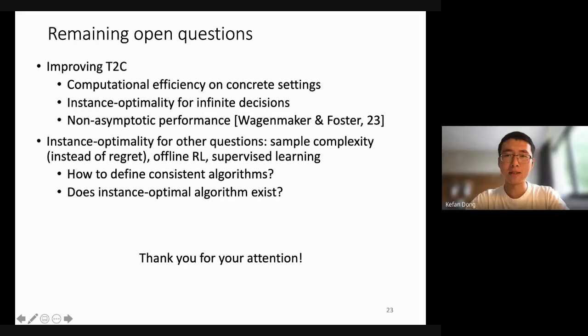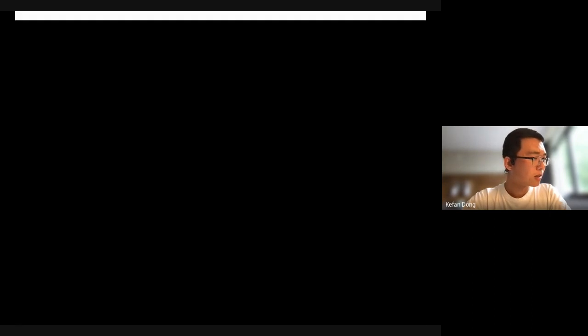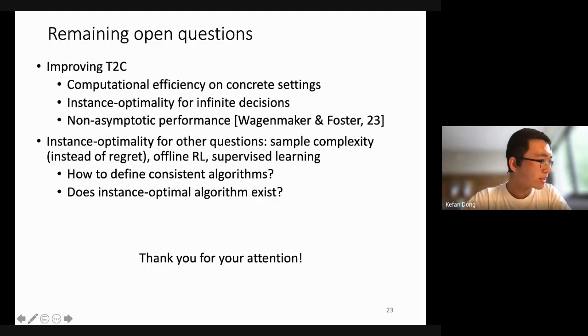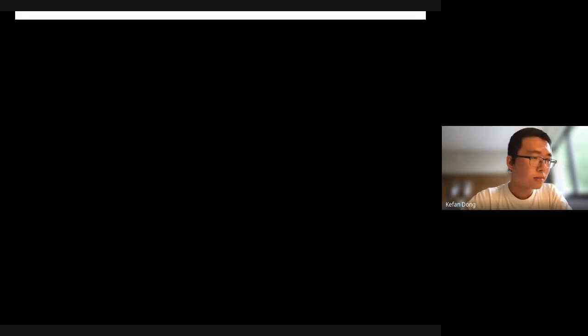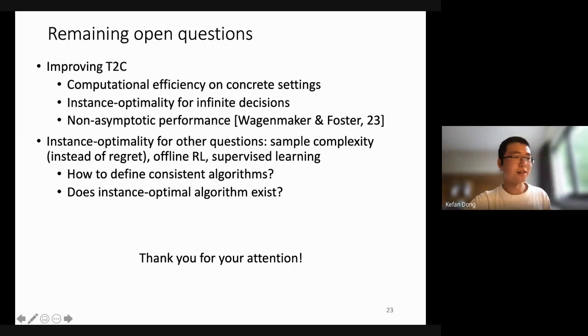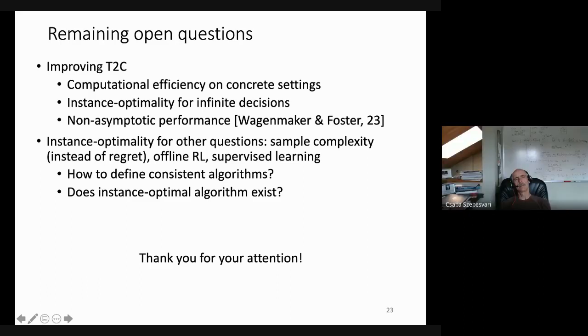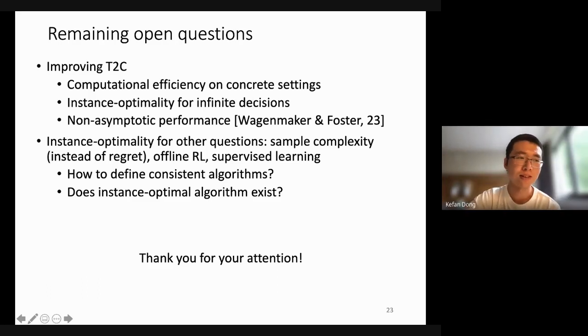Which paper is this? Wait, let me find that. I think it's called... that paper mostly focused on the lower bound part. Sorry, one second. This paper is by Andrea Tirinzoni. It's called A Fully Problem-Dependent Regret Lower Bound for Finite Horizon Markov Decision Processes.